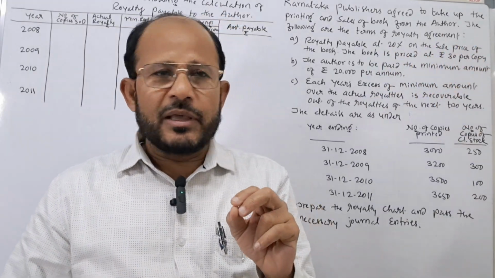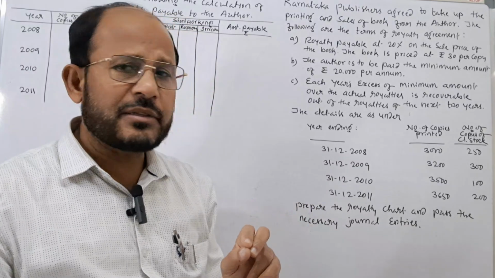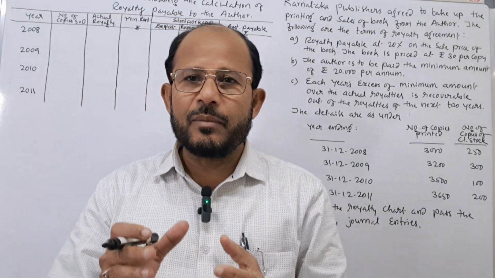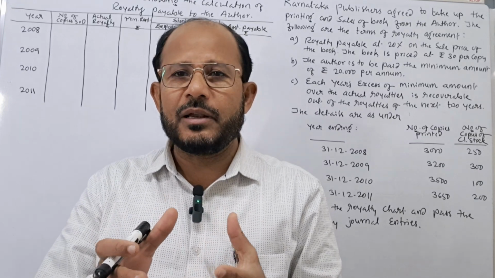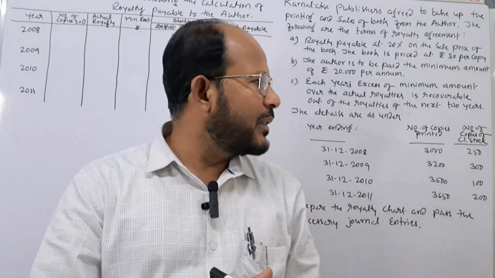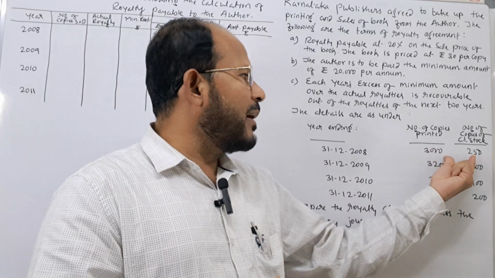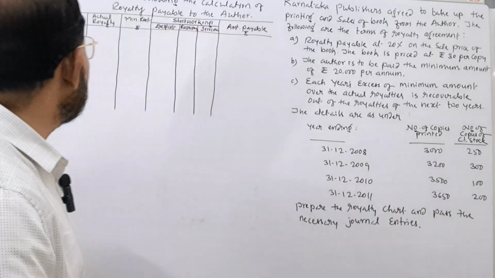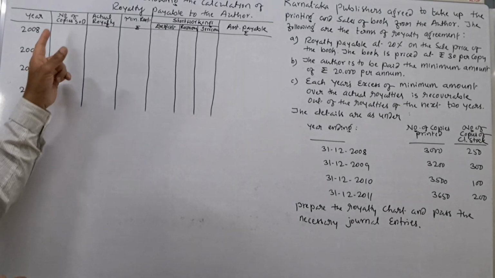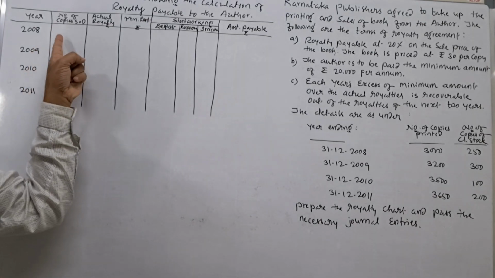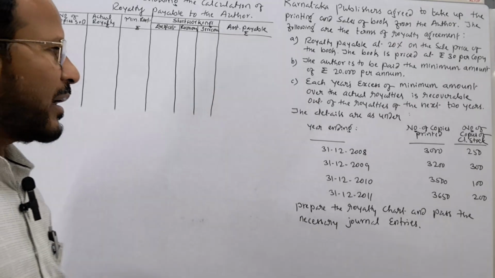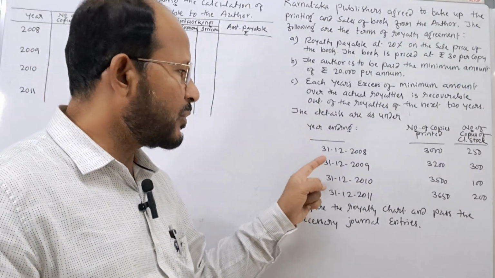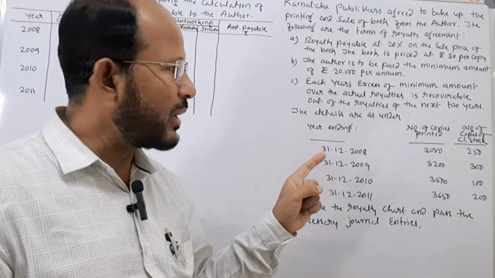Here, whatever the selling price is, on that royalty is required to be calculated. Here they are paying royalty on the selling price. So how many books were sold is a very important point. That is why in the royalty table I have written number of copies sold. We have to calculate the number of copies sold in the years 2008, 2009, 2010 and 2011.